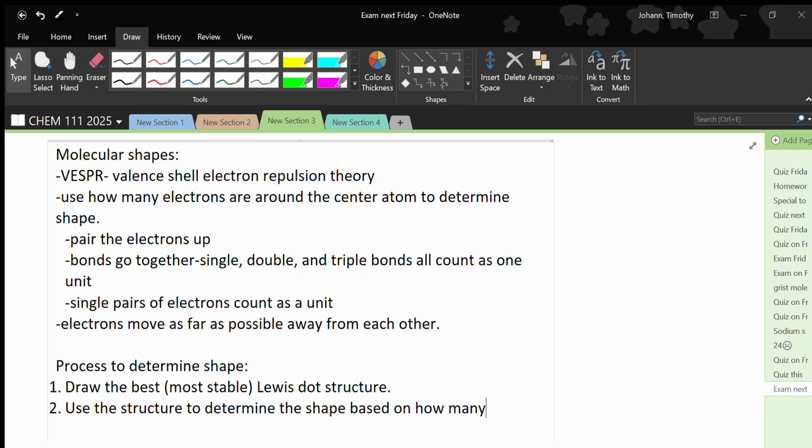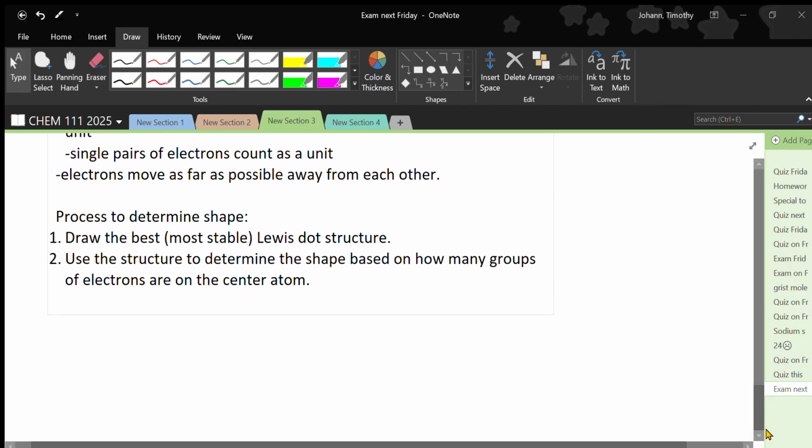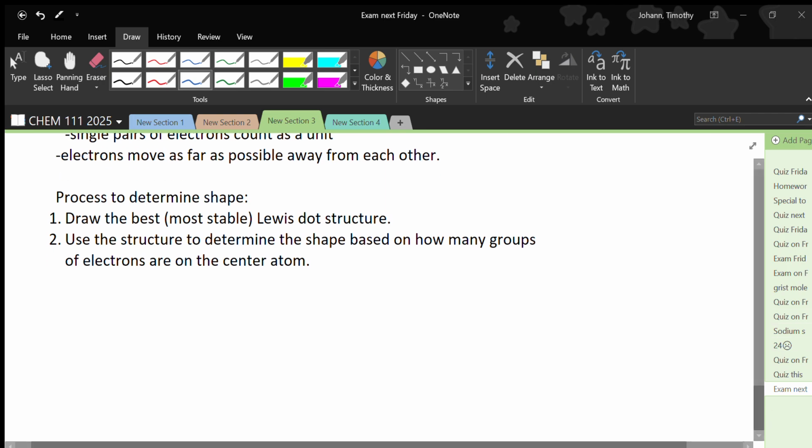And that's based on how many groups of electrons are around the center atom, or on the center atom. Okay. So let's start doing this. And we're going to work through a whole bunch of different shapes here.